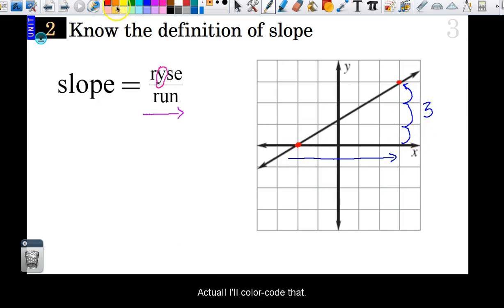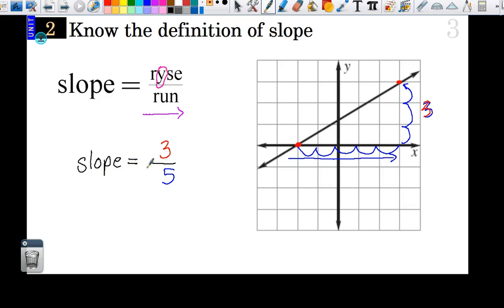Okay, and actually I'll color code that. I'll make the y's red like I normally do. The rise is 3. And then the run, how far did I run over left to right? 1, 2, 3, 4, 5. So the slope of this line is 3 divided by 5. That tells me how steep the line is.